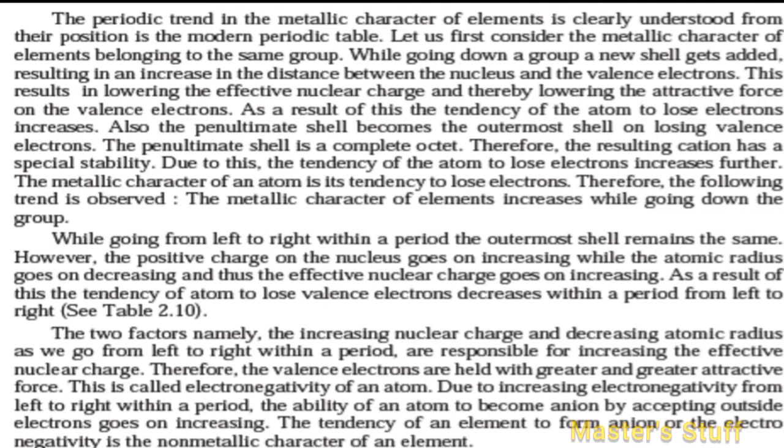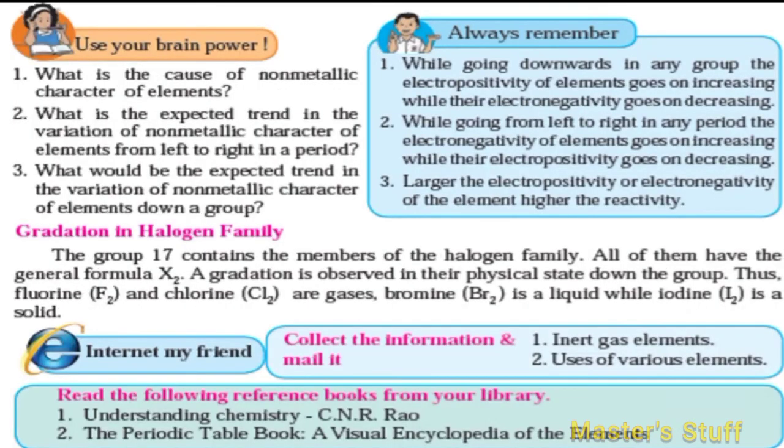Similarly, the electronegativity goes on decreasing as we go down the group and it goes on increasing as we go from left to right across the period. This electronegativity is the tendency of an element to form an anion, or electronegativity is the non-metallic character of an element.